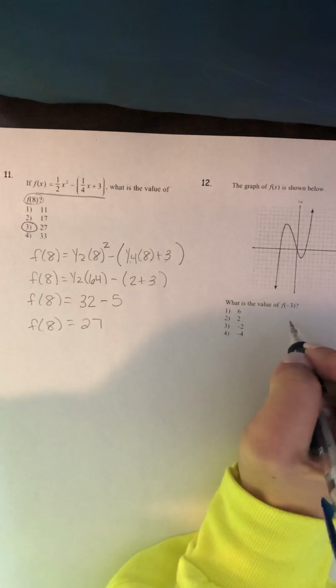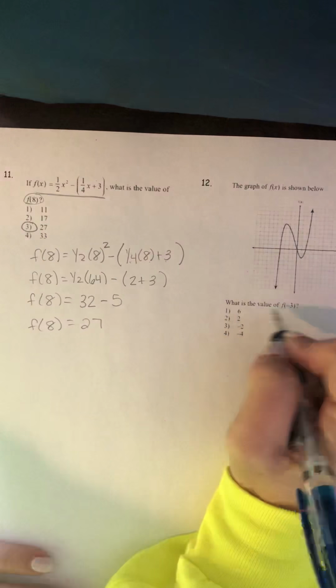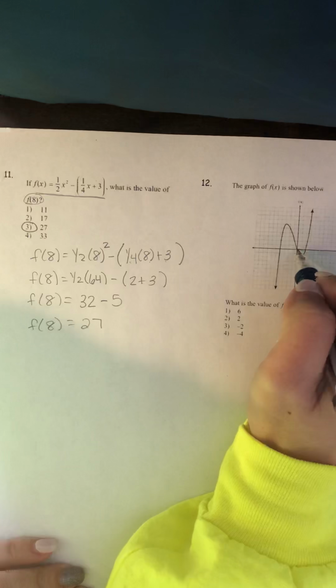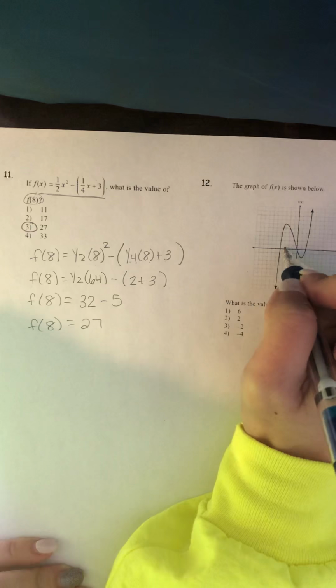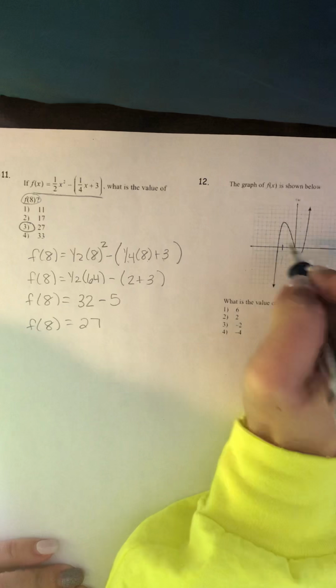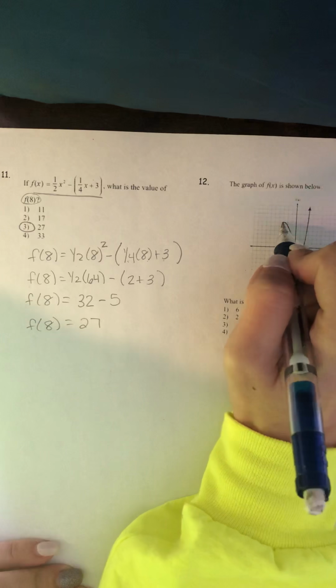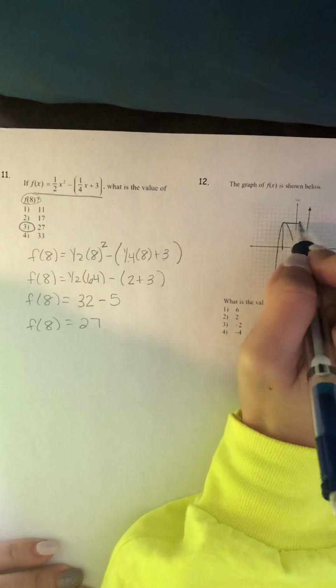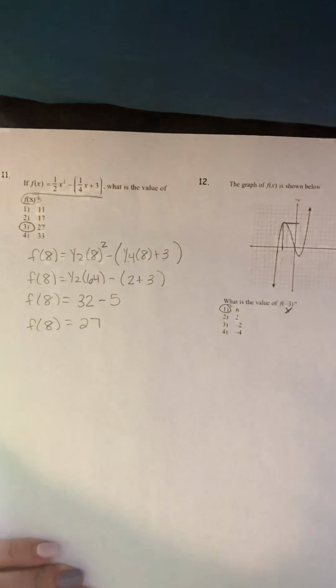This one here, just like that last one, when you're reading the graph, what is the value of f of negative 3? That's our x value, so on our x-axis, go over negative 3. If I look down, I would never hit my graph. If I look up, I hit my graph there, and it's 1, 2, 3, 4, 5, 6, so it's multiple choice number 1.